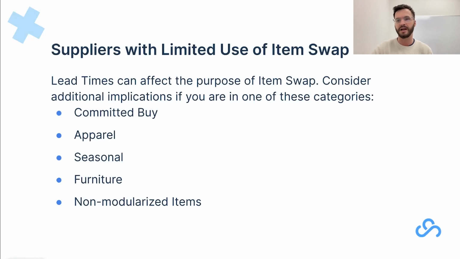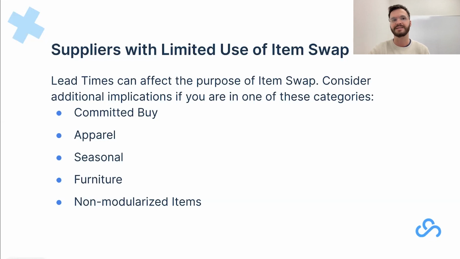But the main limiting factor, I think, in terms of these newer initiatives is lead time. So lead times can affect the purpose of item swap in a major way. Consider additional implications if you are in one of these categories, right? Committed buy, apparel, seasonal, furniture, and non-modularized items, obviously, right? And some of these are more self-explanatory than others.